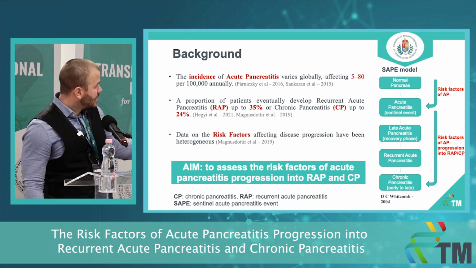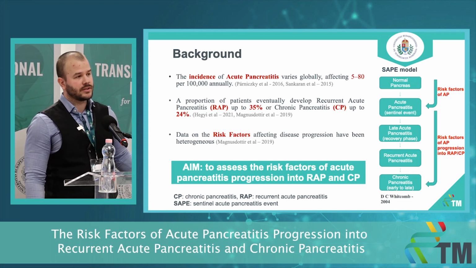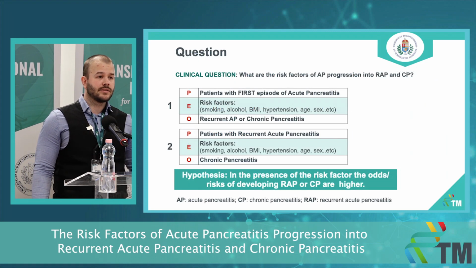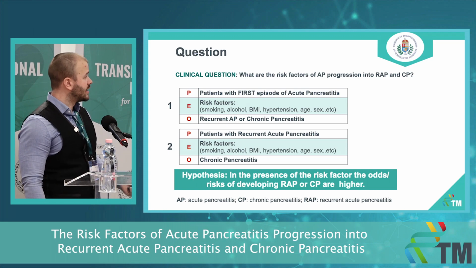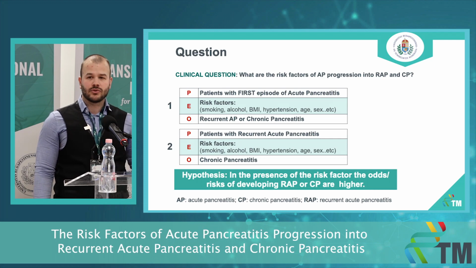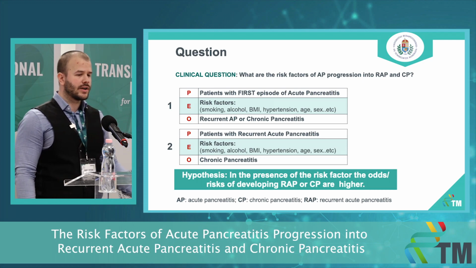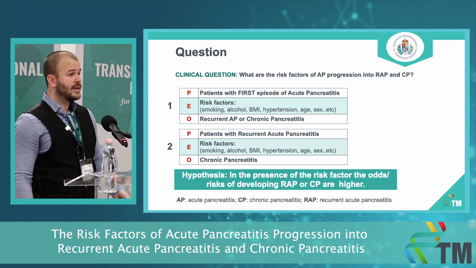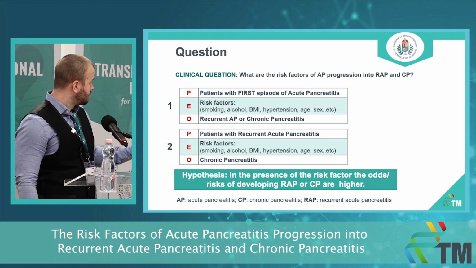So we would like to identify risk factors at this second stage, specifically focusing on factors that contribute to acute pancreatitis progression rather than the risk factors for AP itself. As this study examines the risk factors of acute pancreatitis progression, we use the PECO framework for posing the question. The population includes patients with the first episode of acute pancreatitis or patients with recurrent acute pancreatitis. The exposure involves the presence of a risk factor, the comparison is the absence of a risk factor, and the outcomes are either recurrent acute pancreatitis or chronic pancreatitis. We hypothesize that the presence of a risk factor increases the risk or odds of developing recurrent acute pancreatitis or chronic pancreatitis in these patients.